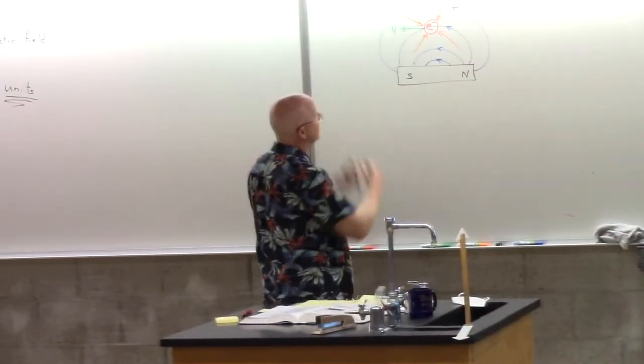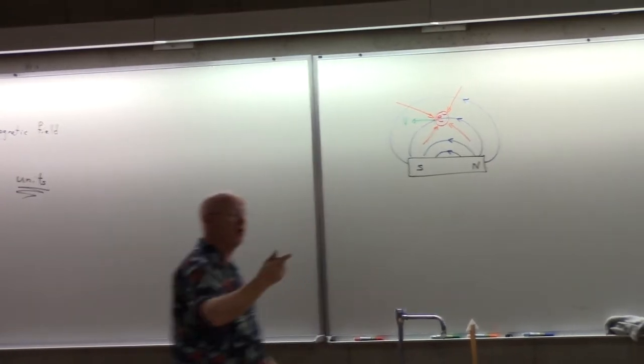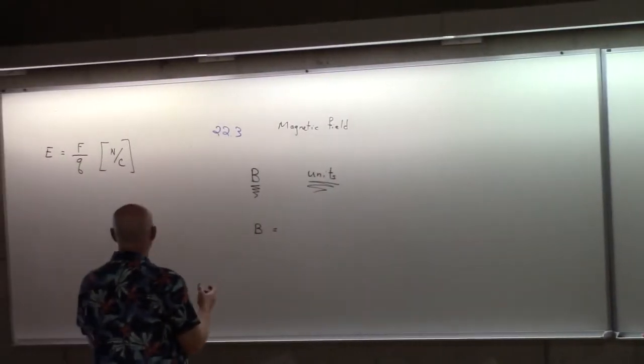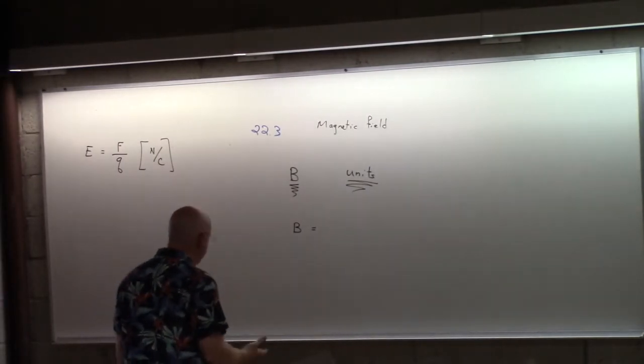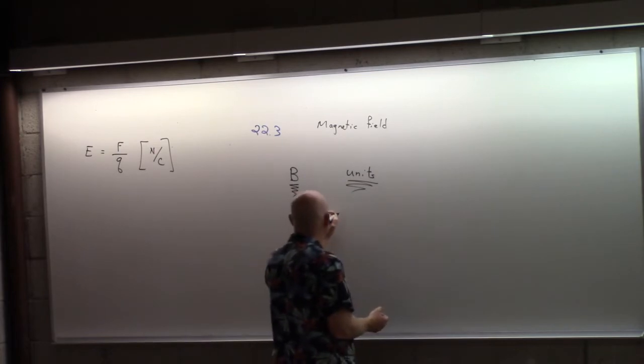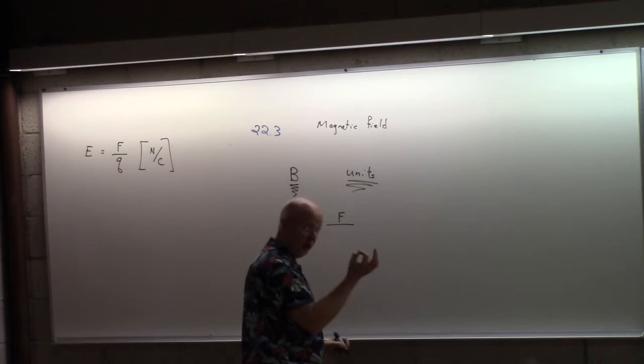Yeah, and again, that's why I'm pointing out here that there would be no interaction if this thing was stationary. And that's important to understand, because if we come over here to talk about the strength of the magnetic field, here's how we're going to do it. We're going to say that the strength of the magnetic field is the amount of force you get per coulomb.